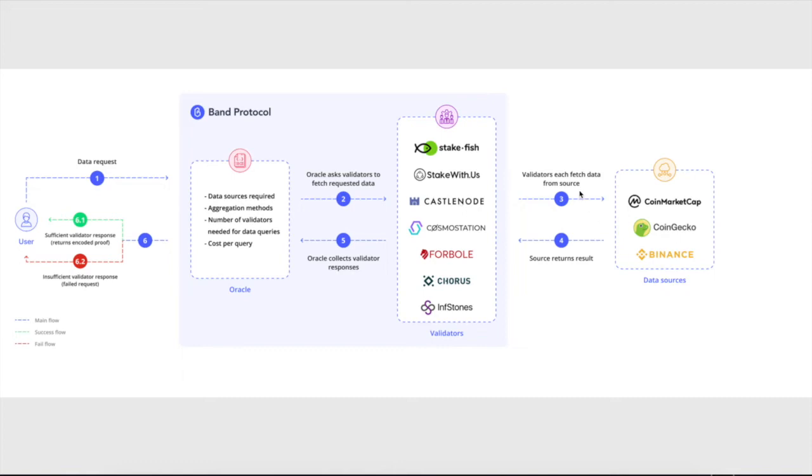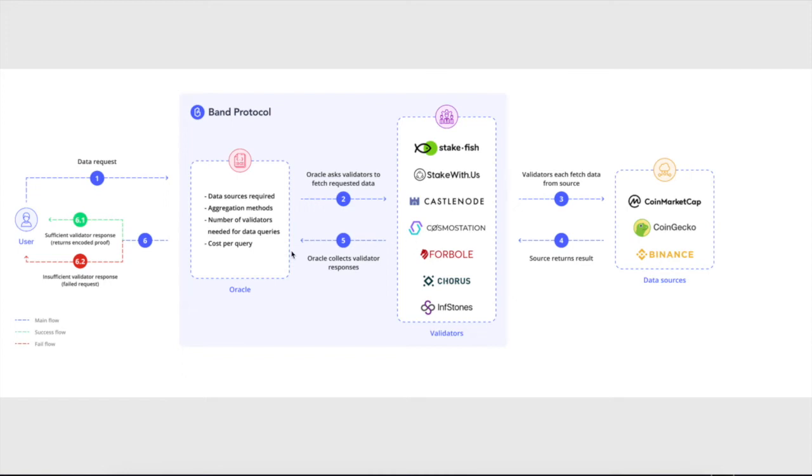Now the validators each are fetching data from the source. So I want these sources. Okay, so we'll go to these sources, and we will get the average of the few if you select that, or it will just be from one website. The source returns a result. It comes back to the oracle, or, well, yeah, in this case it would be Band.